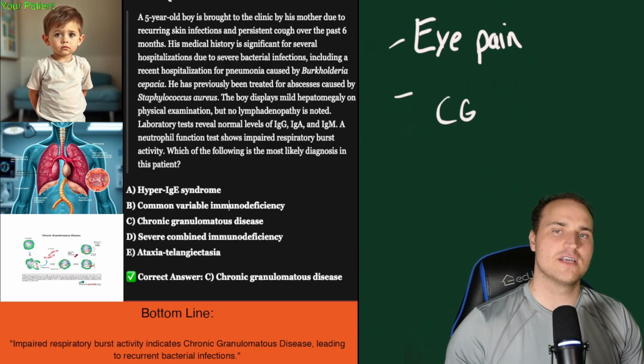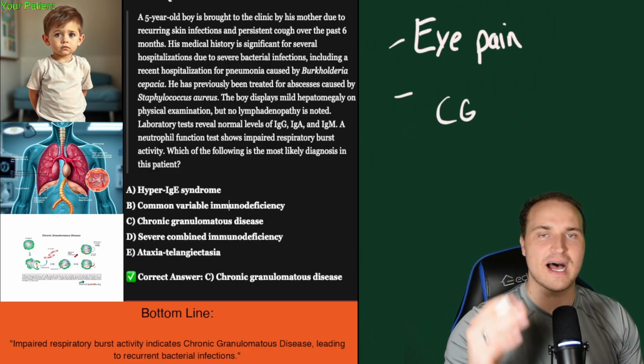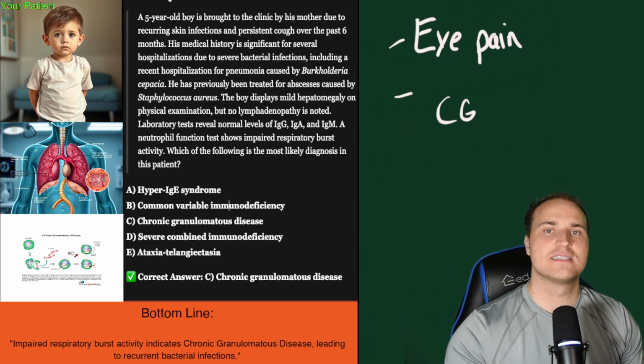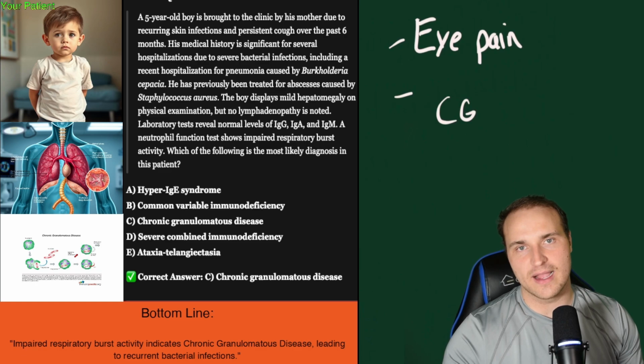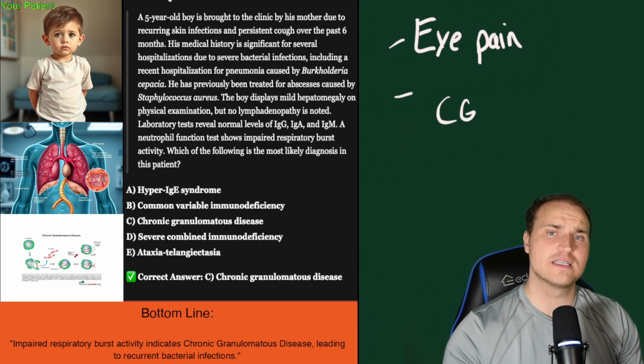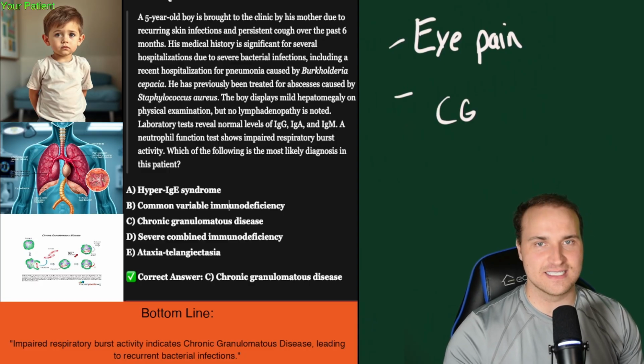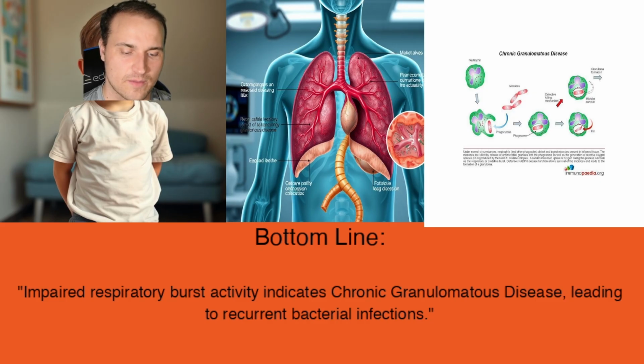So anytime you have a child with recurrent severe infections but catalase positive, that's the very important part. Catalase positive organisms like Staph aureus, Burkholderia, then the step 1 radar should be lighting up. You should be like, oh my gosh, this happened because the neutrophils can't perform the respiratory burst. And so there's a defect in NADPH oxidase, and that causes chronic disease. Usually it's X-linked. So impaired respiratory burst indicates CGD, leading to recurrent bacterial infection.